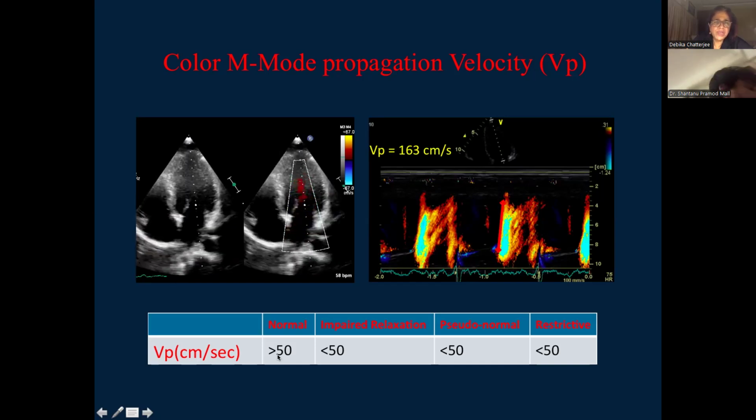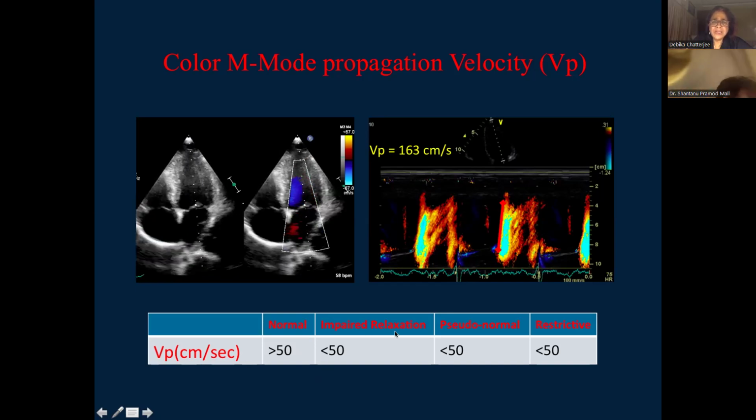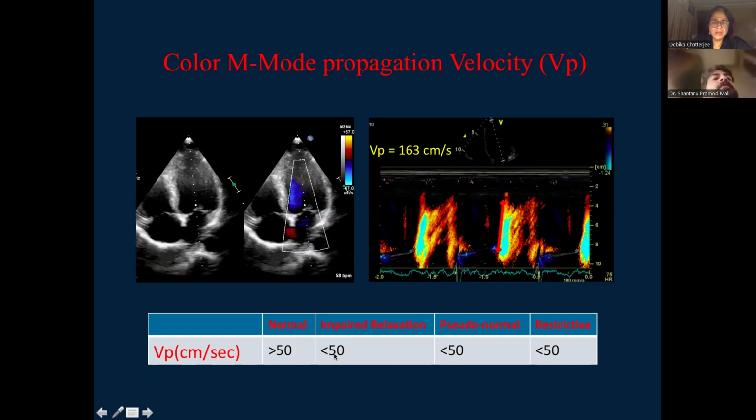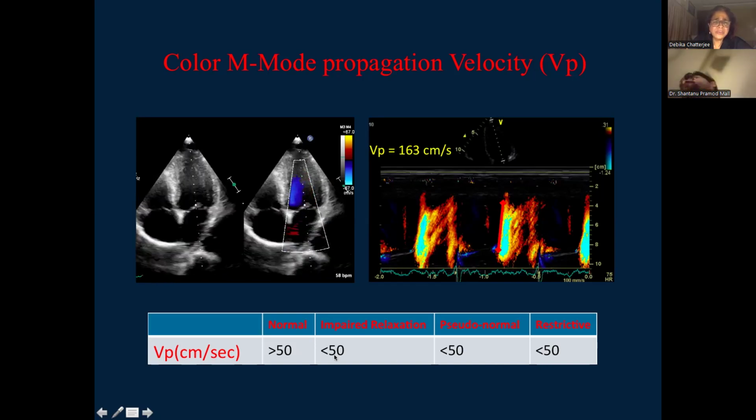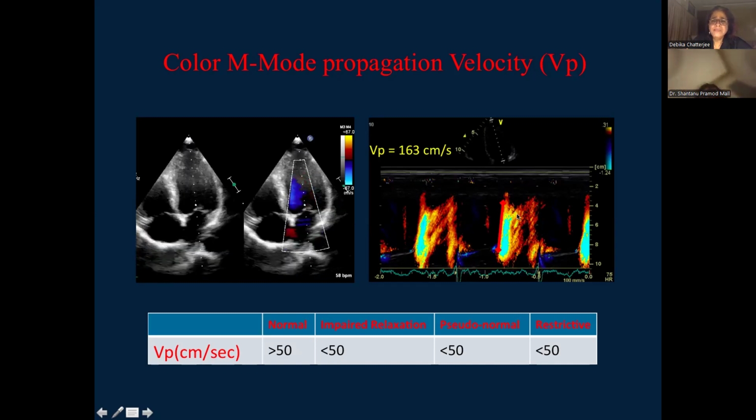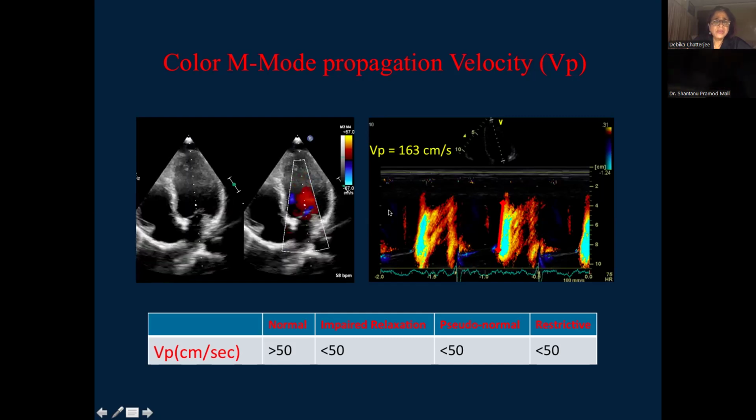Normally it should be more than 50 centimeters per second. That is called VP. VP means propagation velocity. But in all other grades of diastolic dysfunction, it is less than 50 centimeters per second. Here it is 163 centimeters per second. So the LV is relaxing very nicely.